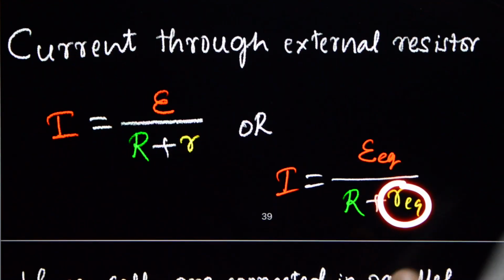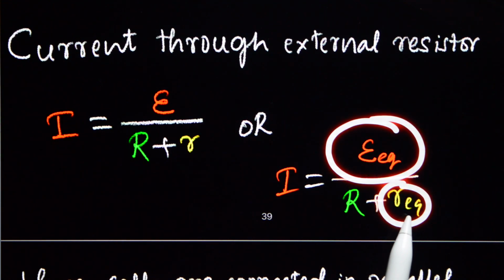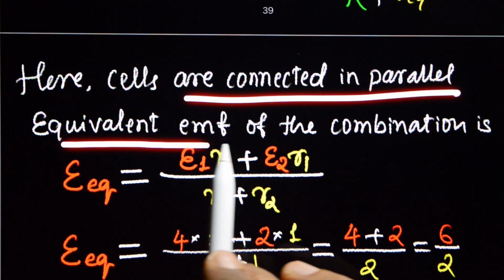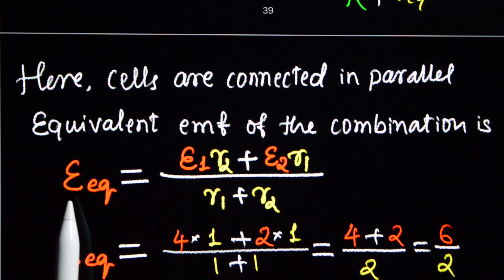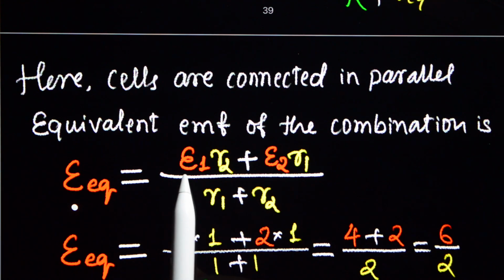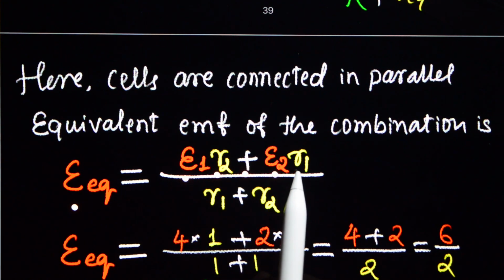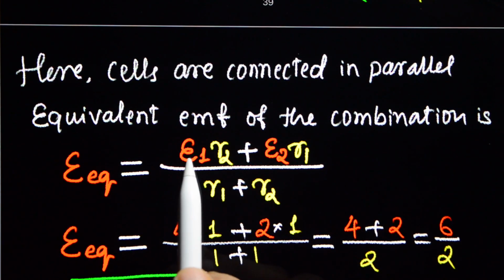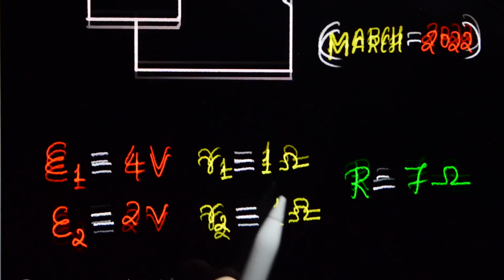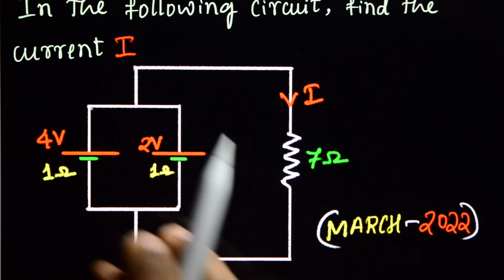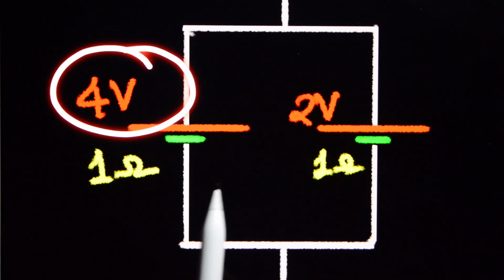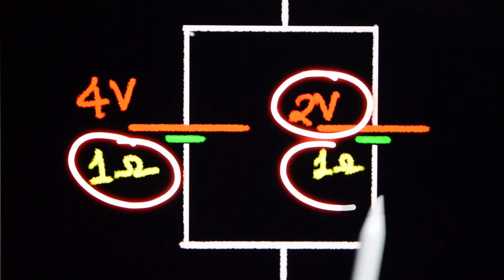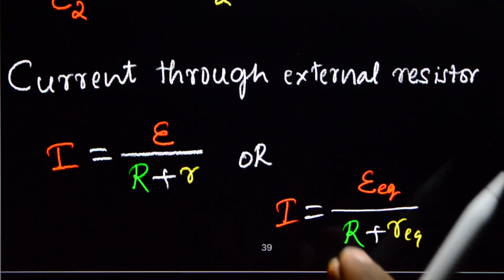Now here first we need to find the equivalent EMF and equivalent internal resistance of the cells. Here cells are connected in parallel. Equivalent EMF of the combination is given by the formula E equivalent is equals to E1 into R2 plus E2 into R1 divided by R1 plus R2. Now what is E1? E1 is EMF of our first cell, that is 4 volt, and the EMF of our second cell is 2 volt. Both have a 1 ohm internal resistance.